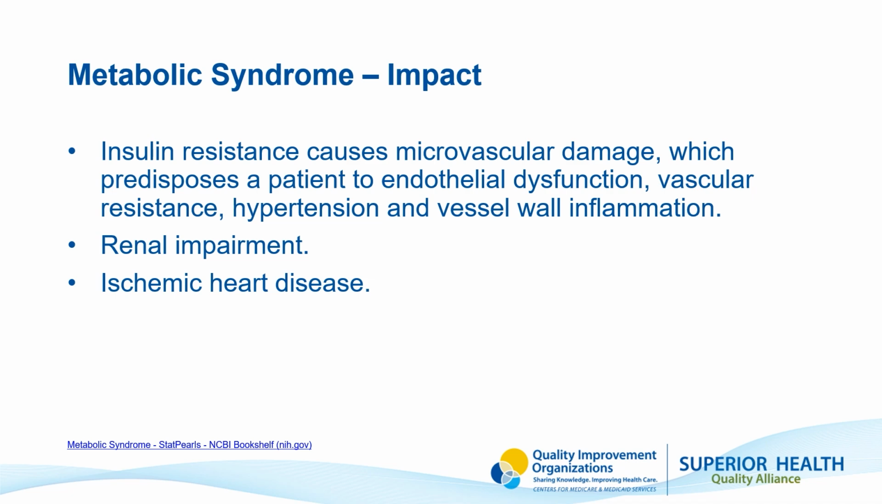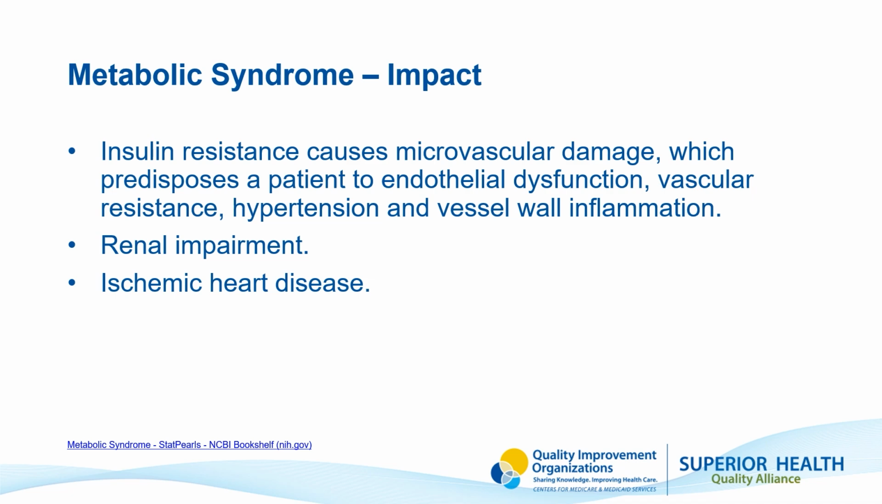So what is the impact? What does that mean? We have a diabetes patient who is already insulin resistant, which causes even more microvascular damage, which can predispose that patient to endothelial dysfunction, vascular resistance, hypertension, vessel wall inflammation, renal impairment, and ischemic heart disease. A person with insulin resistance and microvascular damage coupled with macrovascular damage leads to now having several chronic diseases.